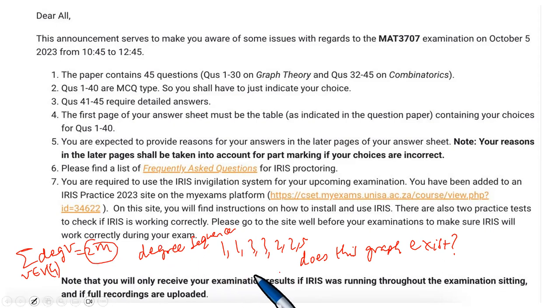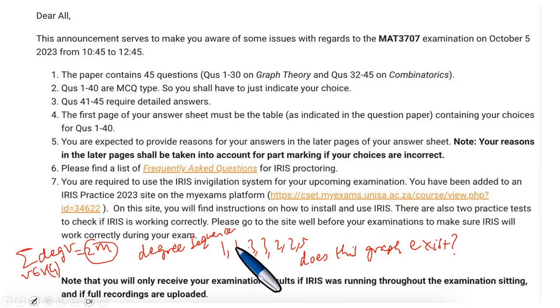If ever you add these degrees, and the sum is an odd number, like in this case, I just took this off the top of my head. I was not looking at any question paper. But if you say 1 plus 1, it's 2, and then you have 3, 6, 8, 10, 17.